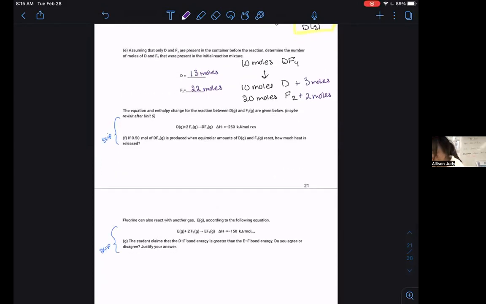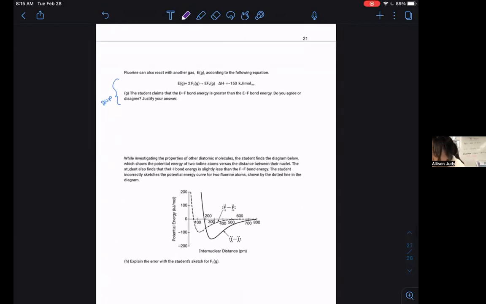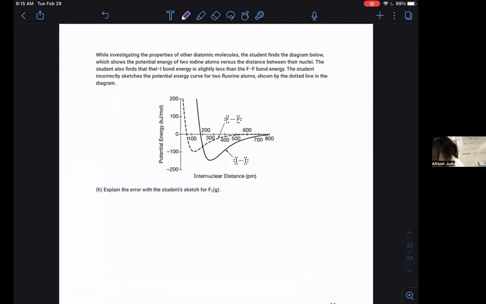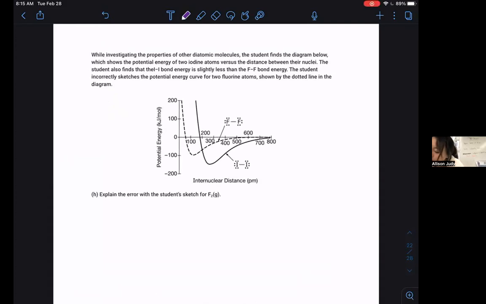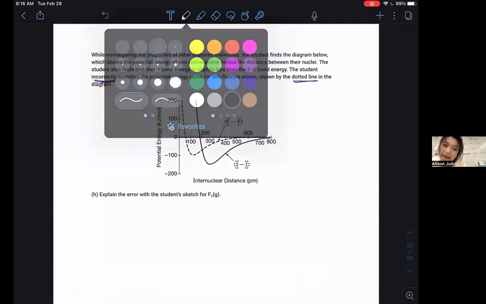We're going to skip over the next part, F and G, because it revolves around future material. We're going to move on to the last part. While investigating the properties of other diatomic molecules, the student finds the diagram below, which shows the potential energy of 2 iodine atoms versus the distance between their nuclei. Okay, this is a throwback to Unit 1-2. The student also finds that the I2 bond energy is slightly less than F2 bond energy. The student incorrectly sketches, so we already know this is incorrect, the potential energy curve for the 2 fluorine atoms shown below in the dotted line. Then explain the error that occurred.